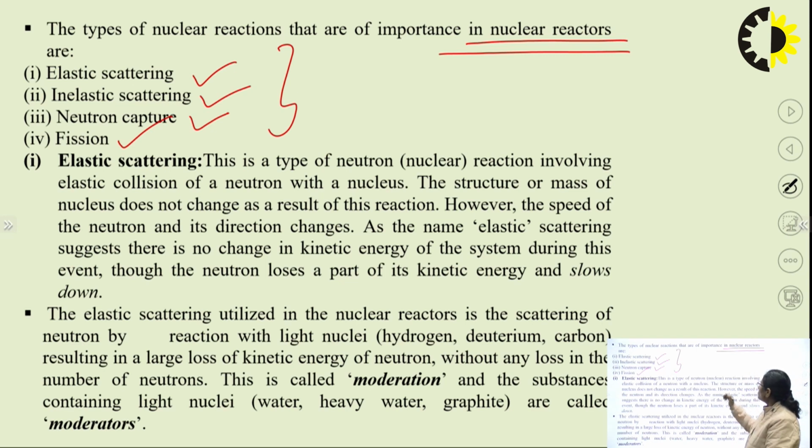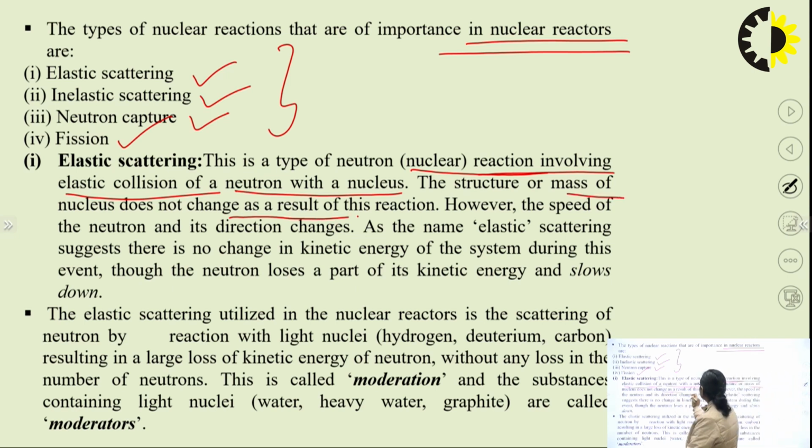This is a type of nuclear reaction involving the elastic collision of a neutron with the nucleus. The structure or mass of nucleus does not change as a result of this reaction. However, the speed of neutron and its direction changes.